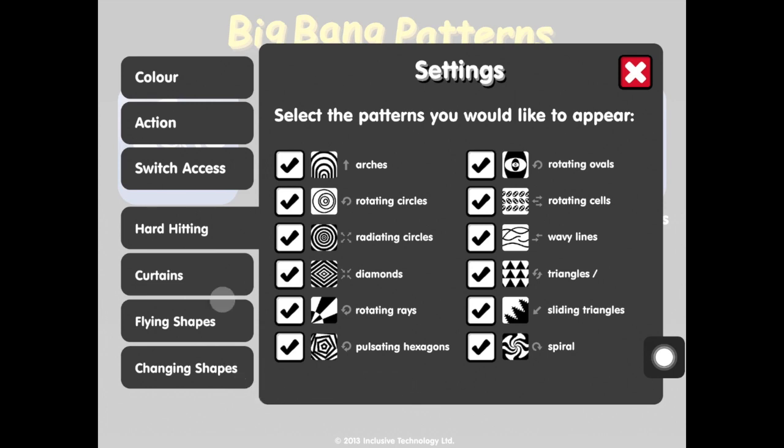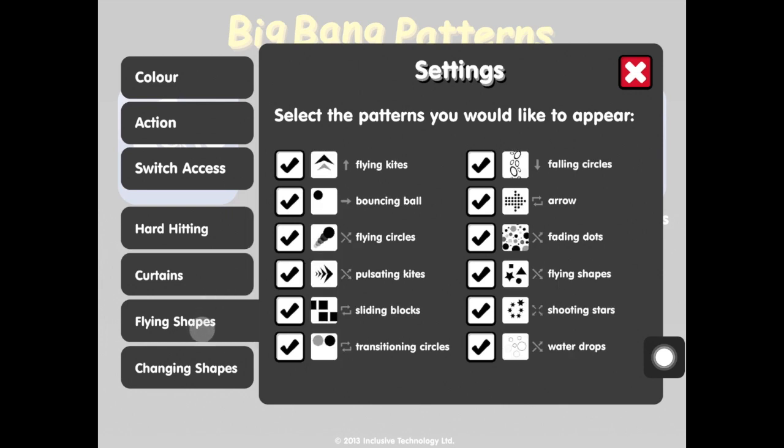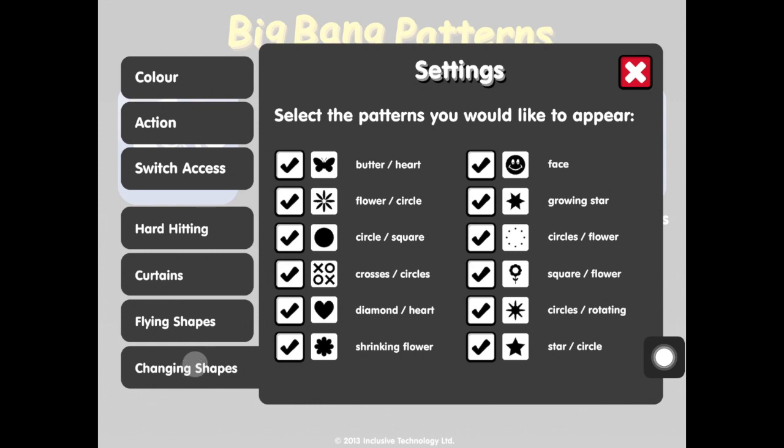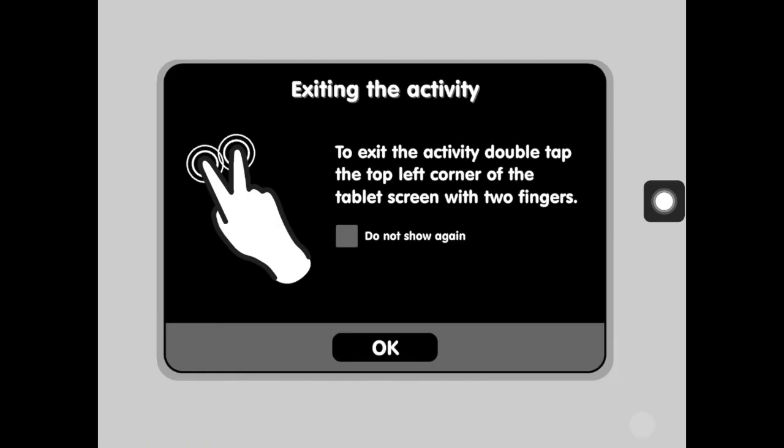Curtains, same thing. So you can individualize all of this. I generally keep everything selected and give them a variety of things to look at. So after you've done that, you're going to go ahead and exit. It brings you back to this main page, but let's take a look at hard hitting.